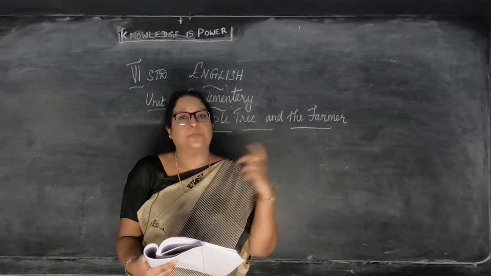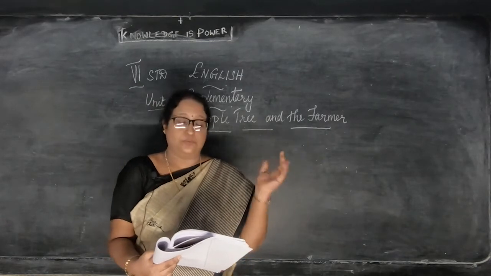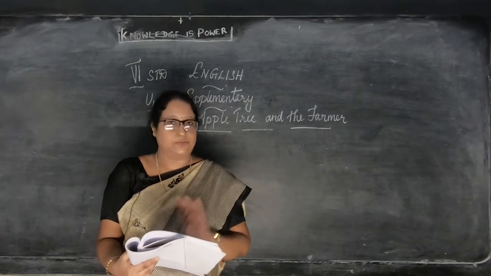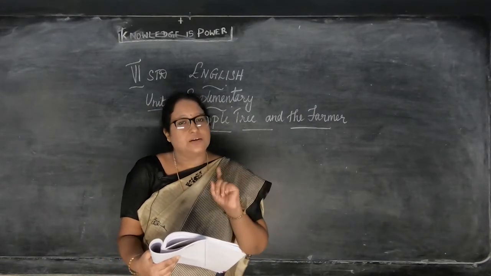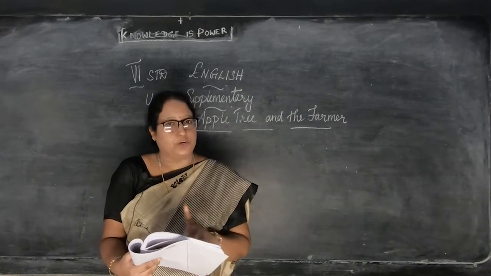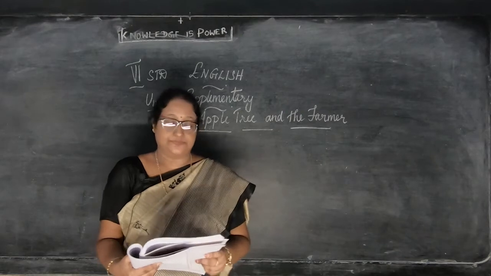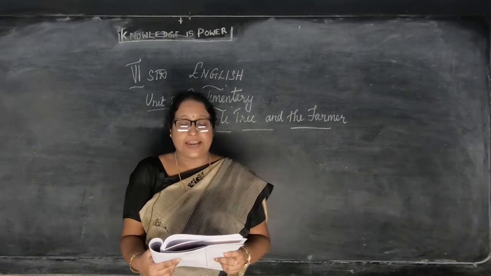So that wood can be used to build his house. He can use the wood to build a new room in his house. இப்போ புரிஞ்சுதா? That is, if he cuts the tree, what will you get from the tree? You will get the wood. So with that wood, he can build a new room in his house. Therefore, he decided to cut the tree.